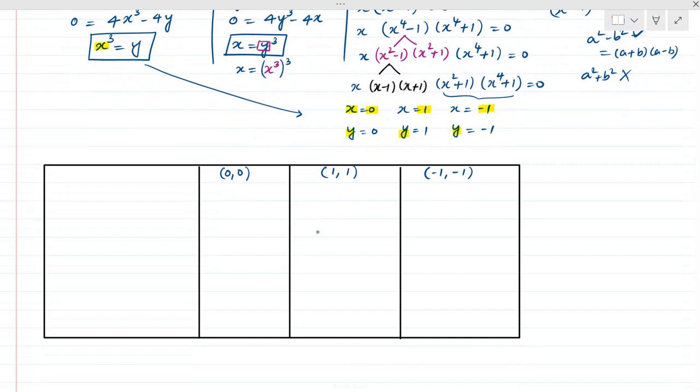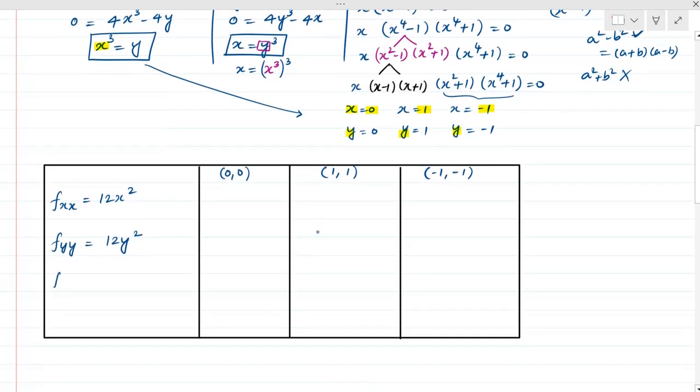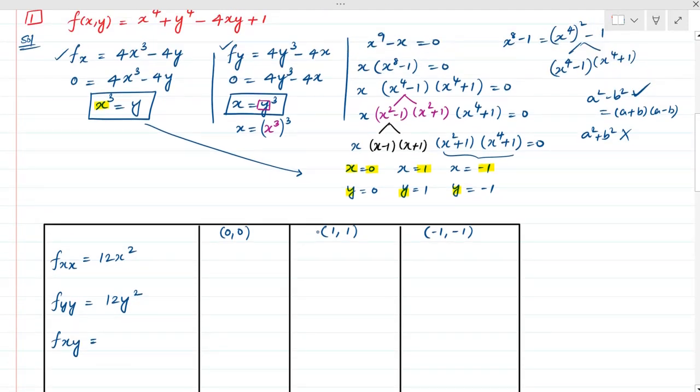So first I will calculate the fxx. What is fxx? You have to differentiate this one again with respect to x. So when you differentiate this one, it becomes 12x power 2. That's it. Now here fyy. What is fyy? Differentiate with respect to y again. You will get 12y power 2. That's it. The next one, fxy. What is fxy? Differentiate x with respect to y. So you will get minus 4. It becomes minus 4.